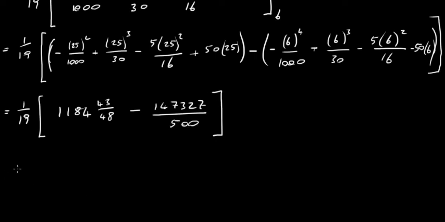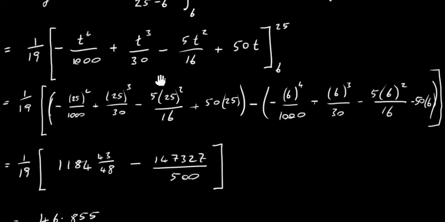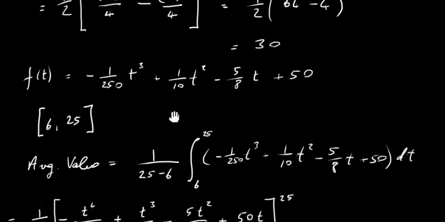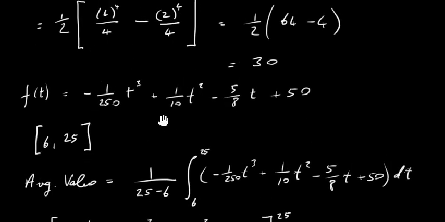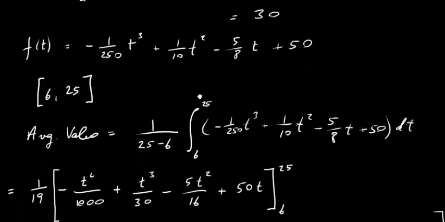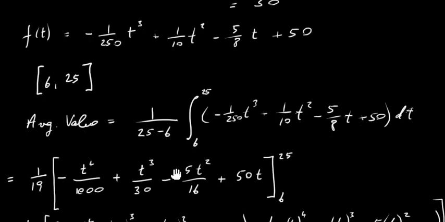Okay, and that's it. When you do that, you subtract these two, multiply by 1 over 19, and you get 46.855. So that's the average value of this function within the closed interval 6 to 25. And that's it really for average value.